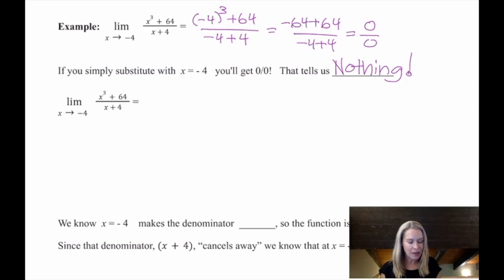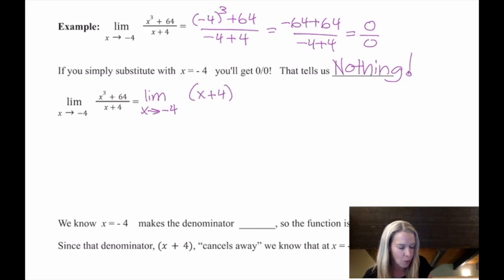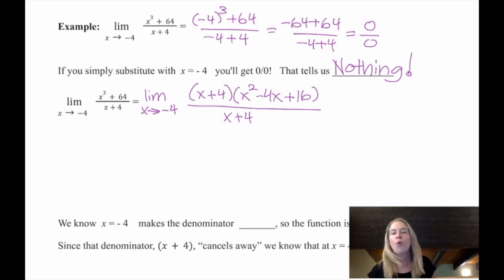So I happen to recognize that 64 is 4 cubed. So the numerator is a sum of cubes, and I know how to factor that. If you don't remember, there is a formula for both the sum of cubes and the difference of cubes, and they're good to have on hand. So I'm going to rewrite this limit as x approaches -4, and the factorization of this is x plus 4, and then x squared minus 4x plus 16. And on the bottom we have x plus 4.